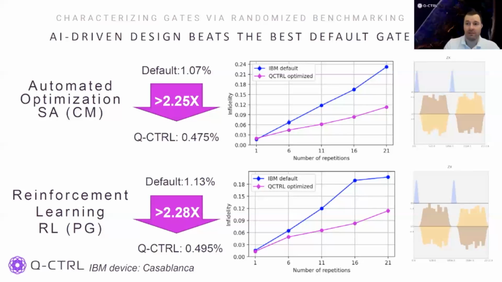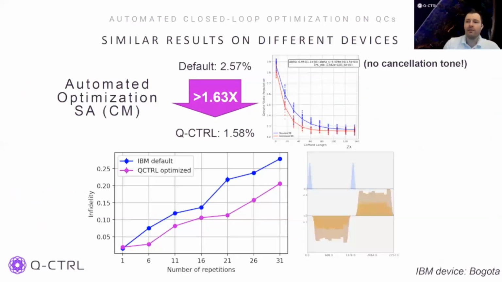However, for more applications, a performance gap opens. We can extract and approximate gate error from these plots. And as you can see, both methods produce over 2x improvement over the default IBM pulse. Here you can see similar results on a different IBM device, Bogota. While the improvement here is not as big, it is still significant.